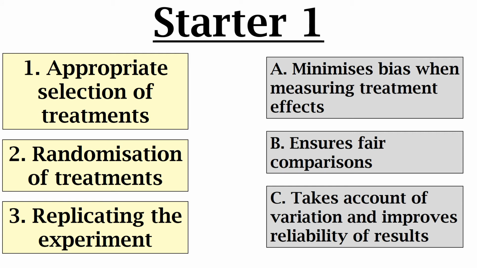So to finish off, just before we get on to the last part of this, let's do some revision of the last session. So put down numbers 1 to 3 and see if you can match those up. Press pause. So this is when we did our field trials, and the example was if you're trying to investigate the effects of different fertilizers, you would want to have an appropriate selection of treatments in order to ensure fair comparison. So 2 was B, randomized treatments to minimize bias. And then 3, replicating the experiment, and that's to take account of variation and also to improve the reliability of results.